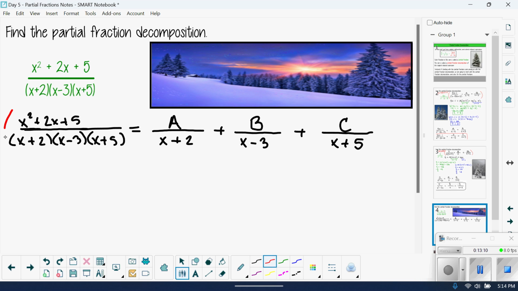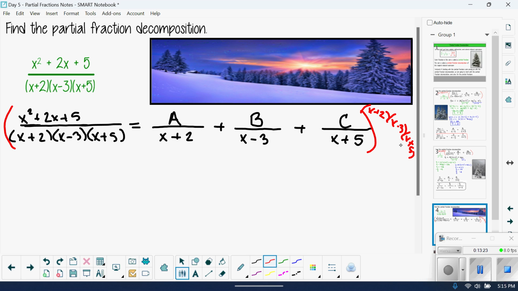We're going to multiply by the entire denominator. So I'm going to multiply by x plus 2, x minus 3, and x plus 5. Sorry, I got a little messy there. Okay, so when I multiply that by the piece all the way on the left here, that just cancels out my denominator. When I take it times the a over x plus 2, I know the x plus 2 is going to cancel out. So I'm going to have a times the x minus 3 times the x plus 5 factor.